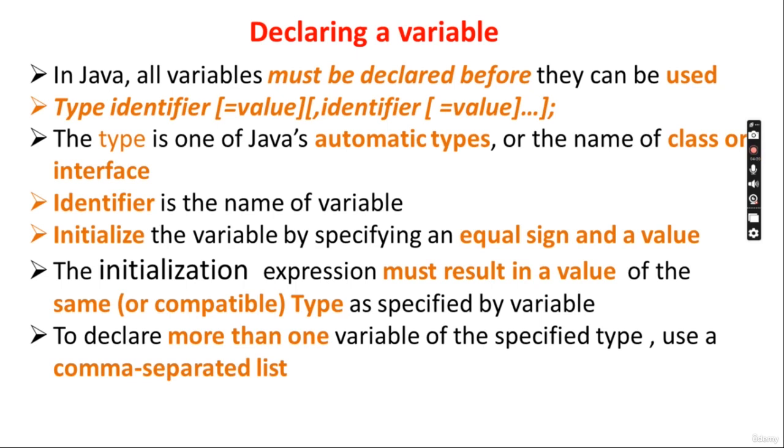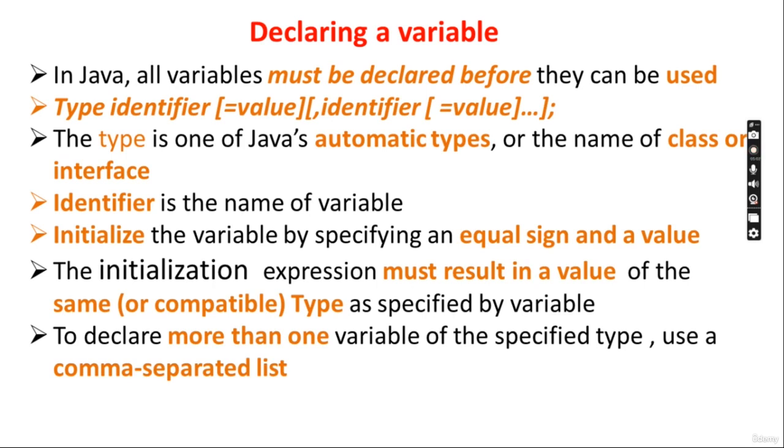Now, how to declare a variable? In Java, all variables must be declared before they can be used. So firstly, you have to declare it. The form is: data type, identifier equals value, comma, identifier equals value. The type can be any one of Java's types: it can be a class, an interface, or a data type. The identifier is the name of the variable. Initialization is optional.